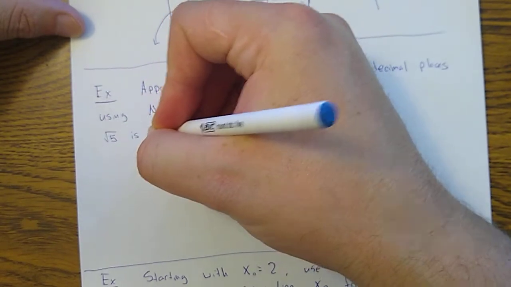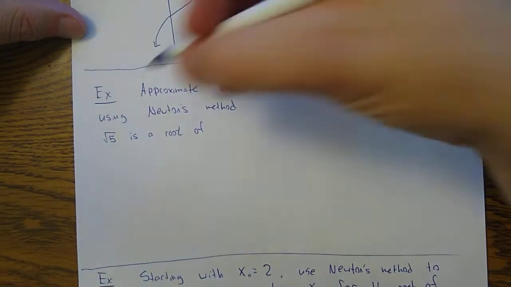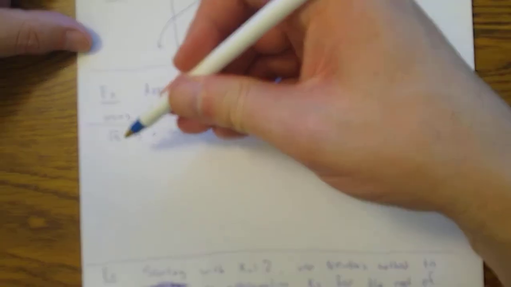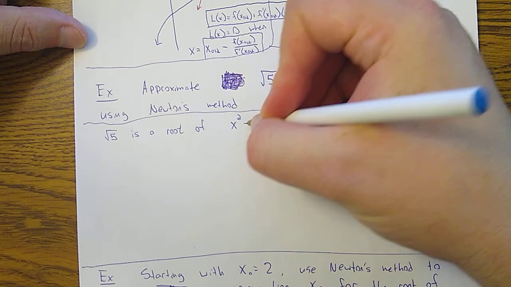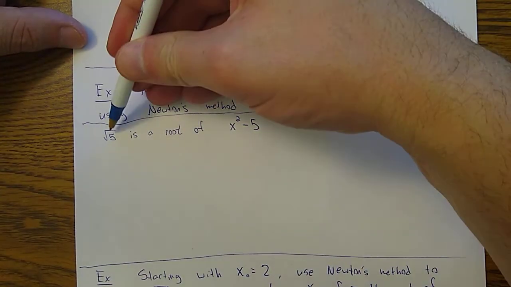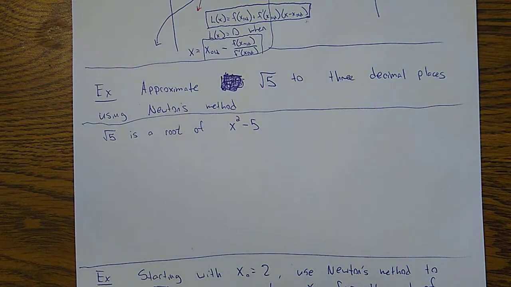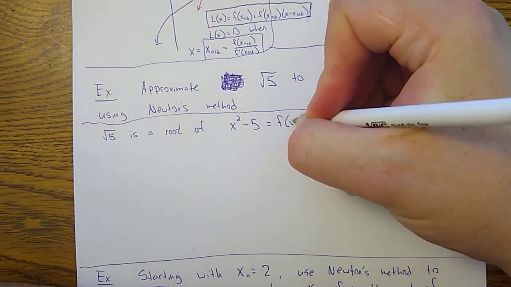So first of all, what Newton's method is good for is to find roots of functions. So let's find a function that this is a root of. That's pretty easy. x squared minus 5. Of course, if I put in the square root of 5 here, I would get 0. So it's easy to come up with that function. So let's call that f of x.